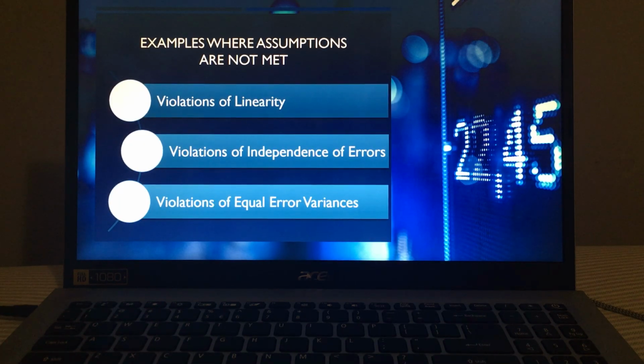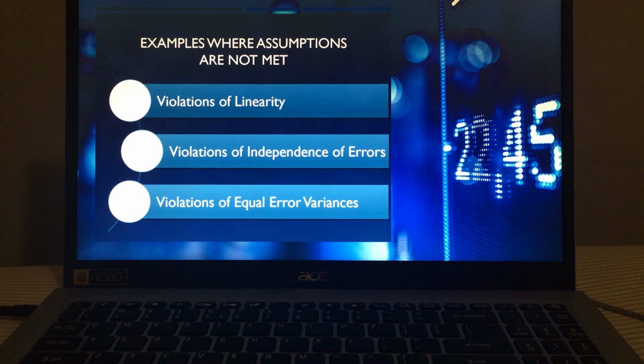How about violation of equal error variances? While we're looking at the plots of residuals versus predicted, this seems like a good time to also discuss violations of equal error variances, says the author. This assumption is actually met in figure 11.11a and b because the variability of the residuals is low across all predicted values.